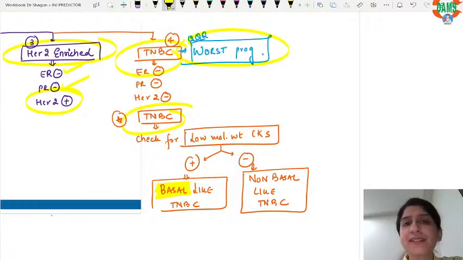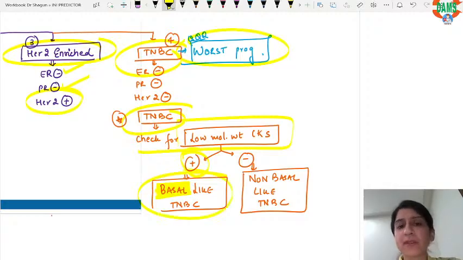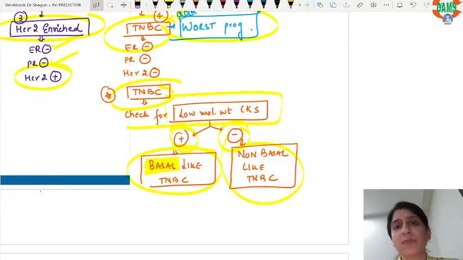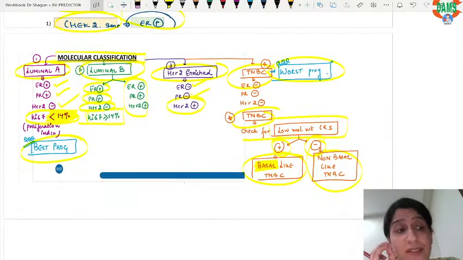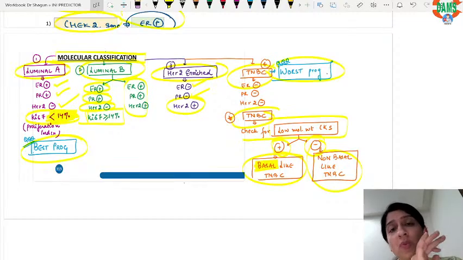So if you check this TNBC for low molecular weight cytokeratins, if this female comes out to be positive, we will label her as basal like TNBC. If she comes out to be negative for low molecular weight cytokeratins, we will label her as non-basal like TNBC. Basically, basal can be used as a word for TNBC, you have to remember. So these were the molecular classifications and these were the important genes which are associated with breast carcinoma. Please, I do not want any confusion here, right?